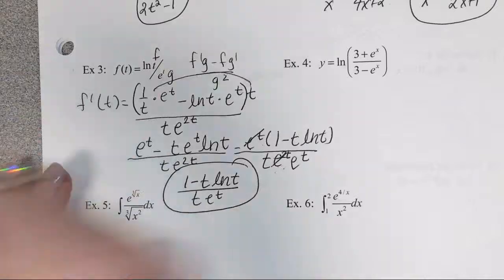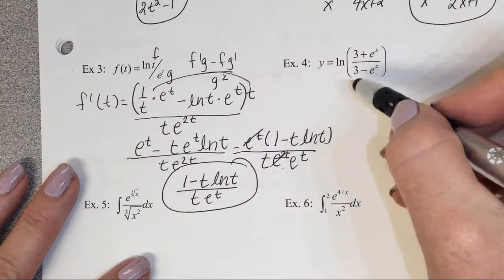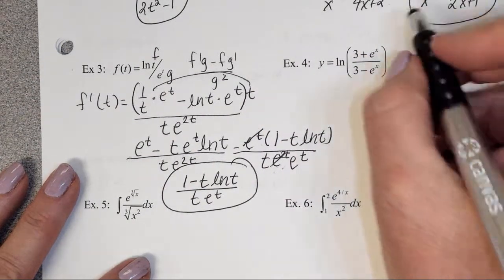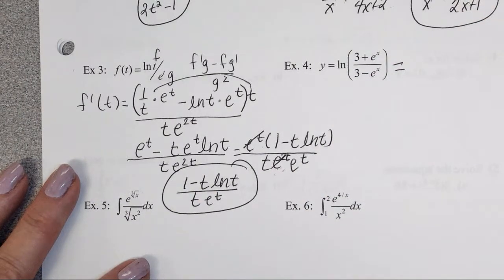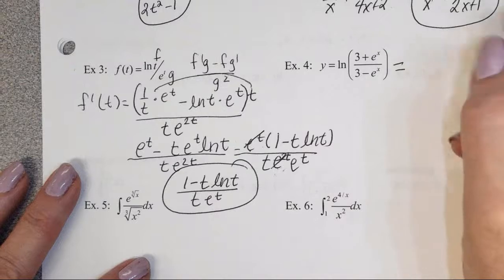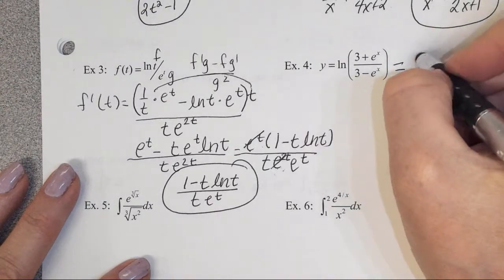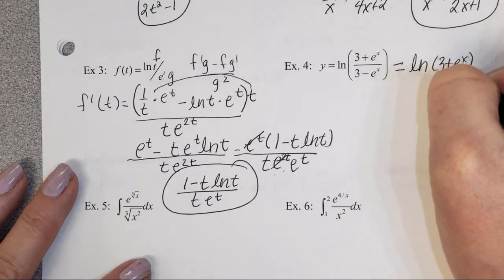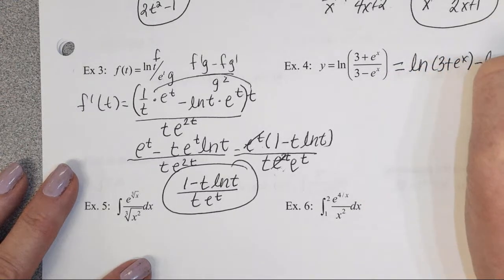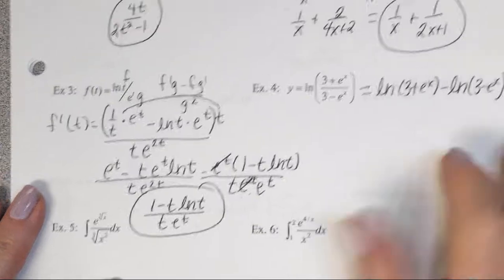Yay, we get to switch to x's. All right, so on the next one, how can I make this an easier problem? How can I rewrite that problem? I can just do this. I can write this as natural log of 3 plus e to the x minus natural log of 3 minus e to the x.